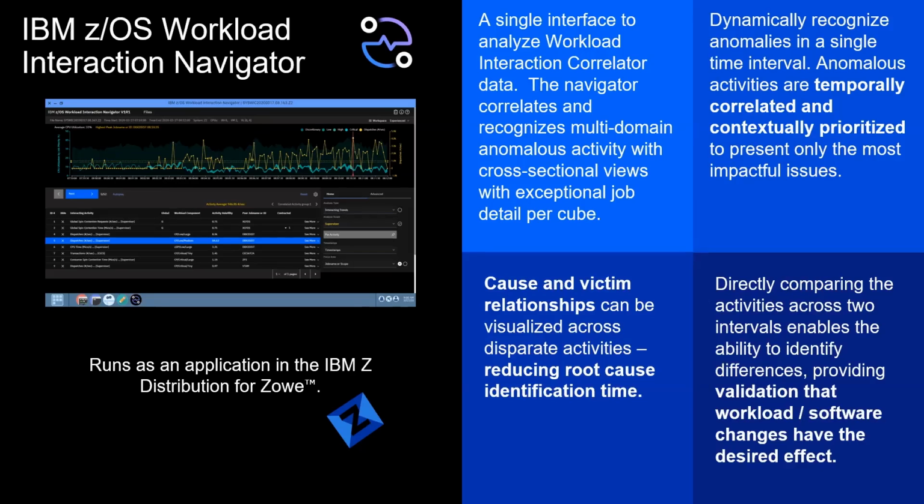So once we have all of this data, we have our Navigator, which is our UI, to look at all of this information. It runs as a Zowe application and is quite an intuitive and useful interface. It does a lot of that intelligence and heavy lifting up front. So what this will do is take a subset of correlator data, say maybe over 15 minutes, and look for all the different anomaly points in that.